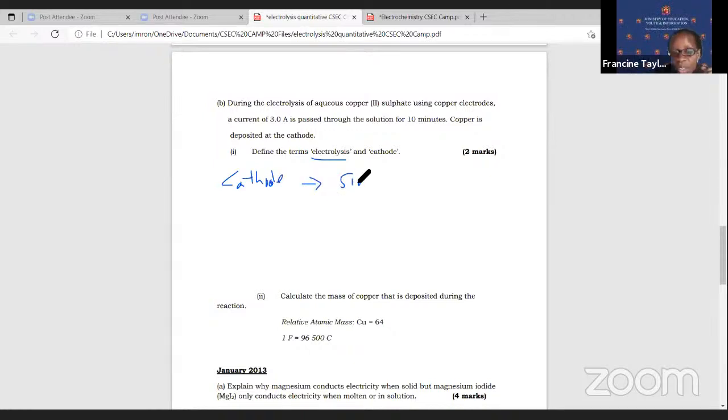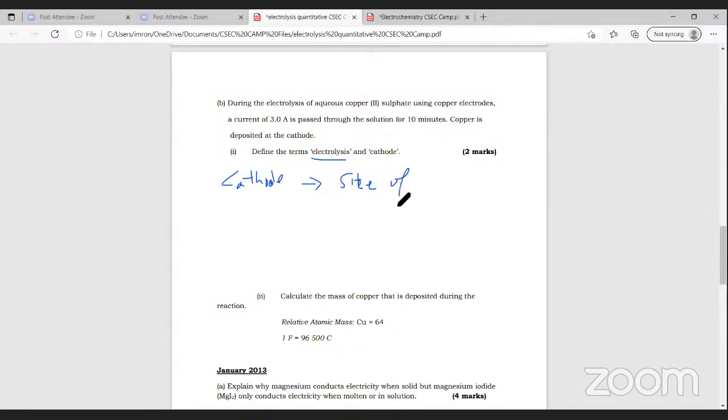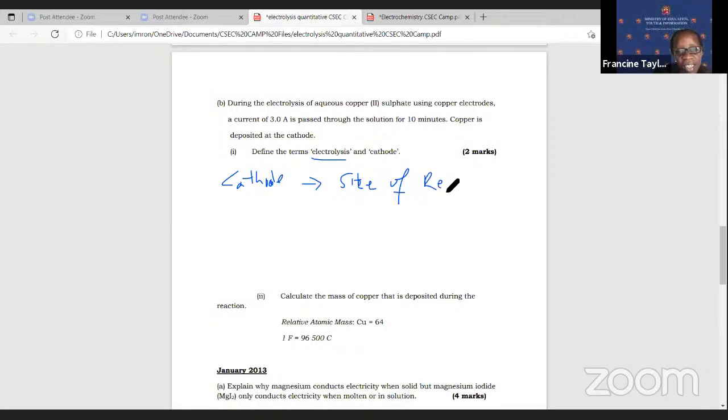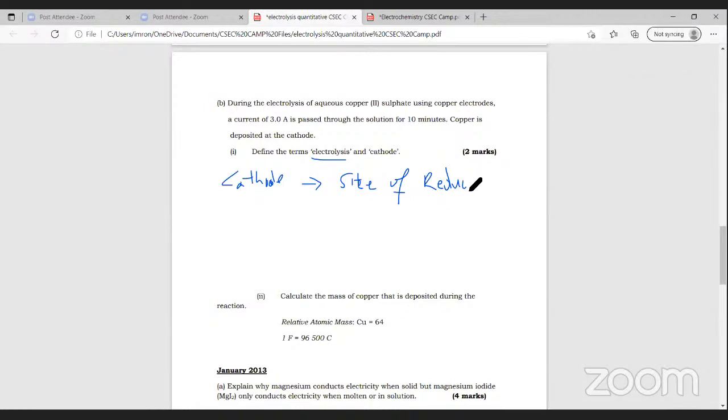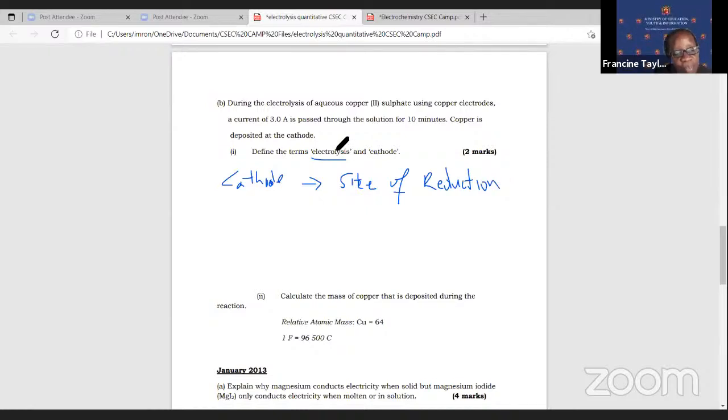Sir, I'm not hearing you if you're speaking. So, folks, the best definition for the cathode is actually, can you hear me? Could you repeat, sir?